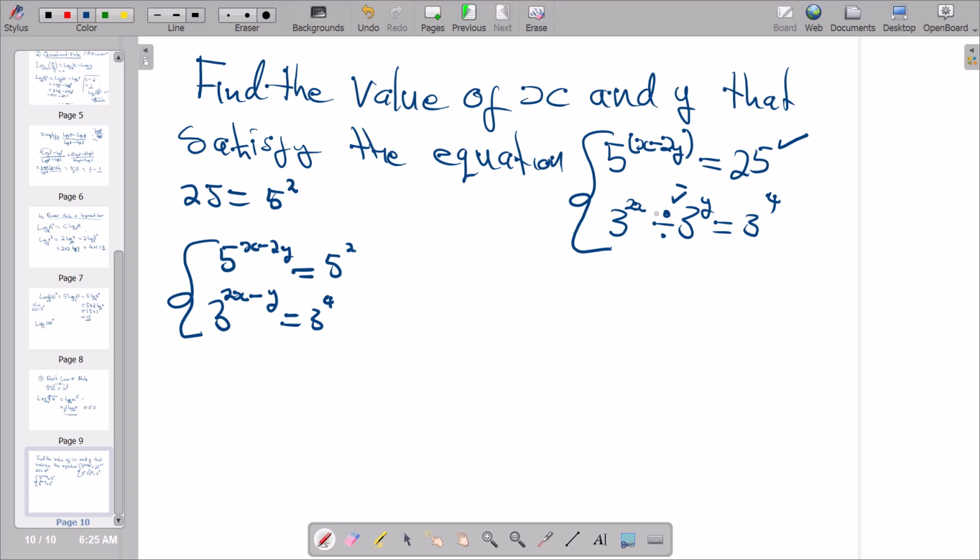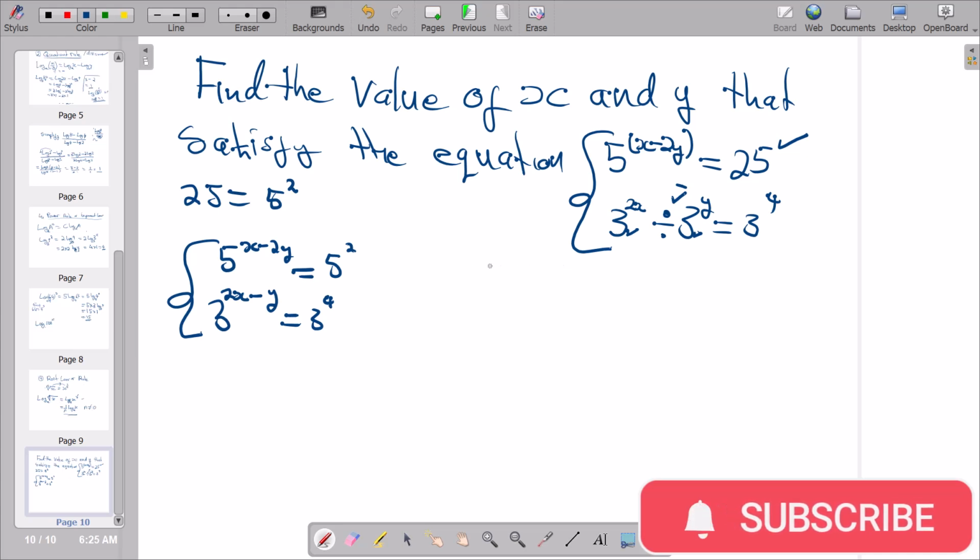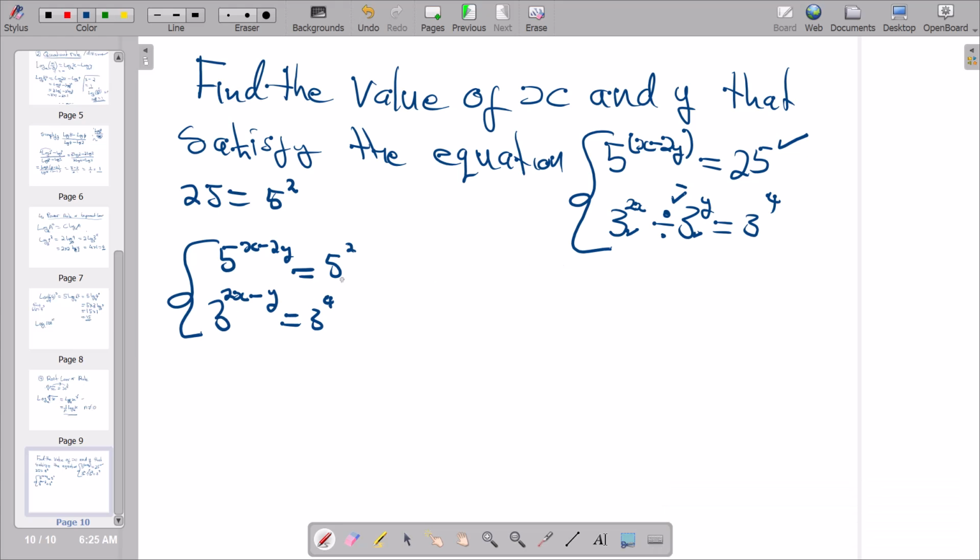But not always. Only if the bases are the same, you can subtract the exponent. Now we can see that the bases are the same, and according to the laws of exponent, we end up cancelling these 5. So by the end of the day, we have x minus 2y is equal to 2, and 2x minus y is equal to 4. If that is the case, now we can solve by any method.